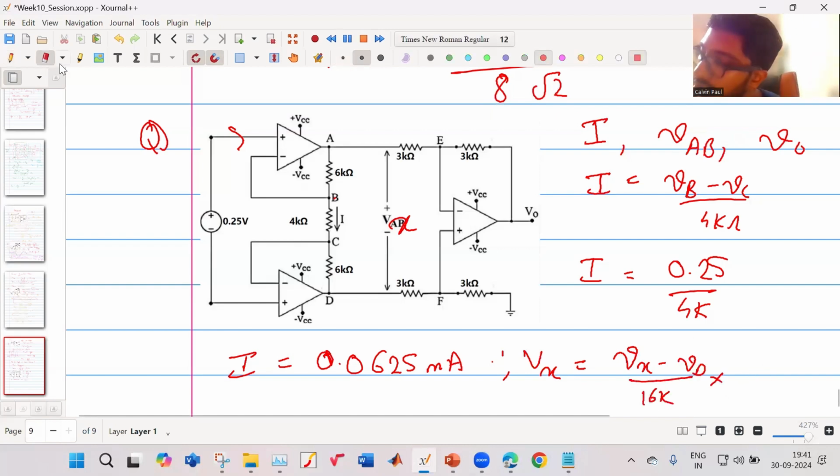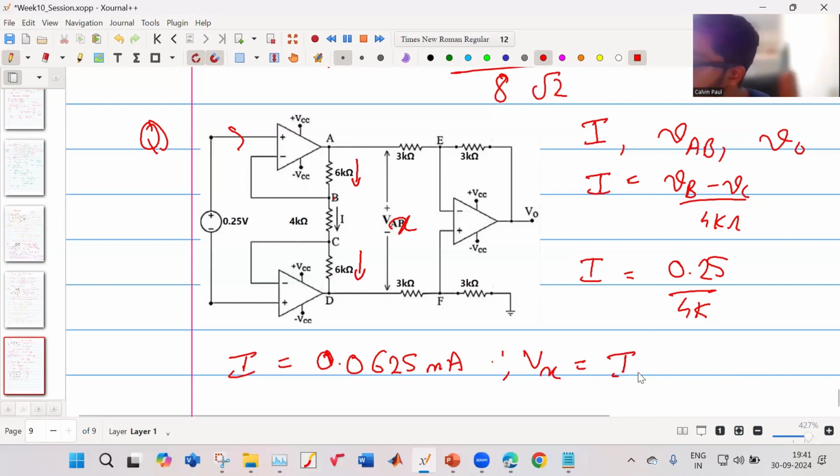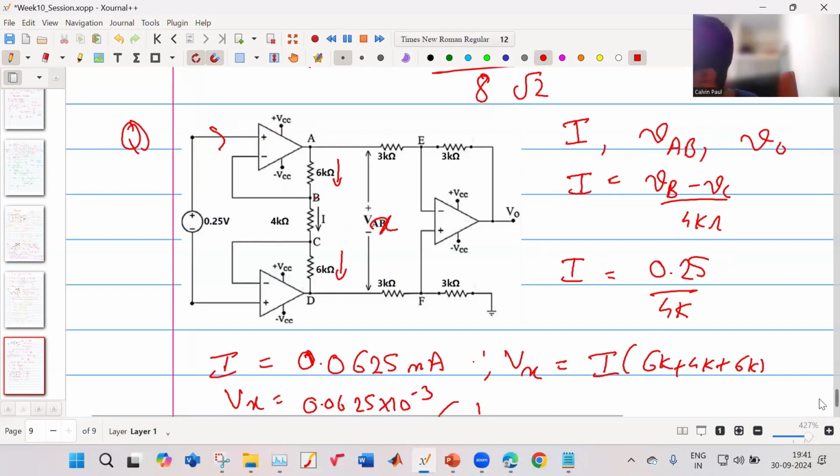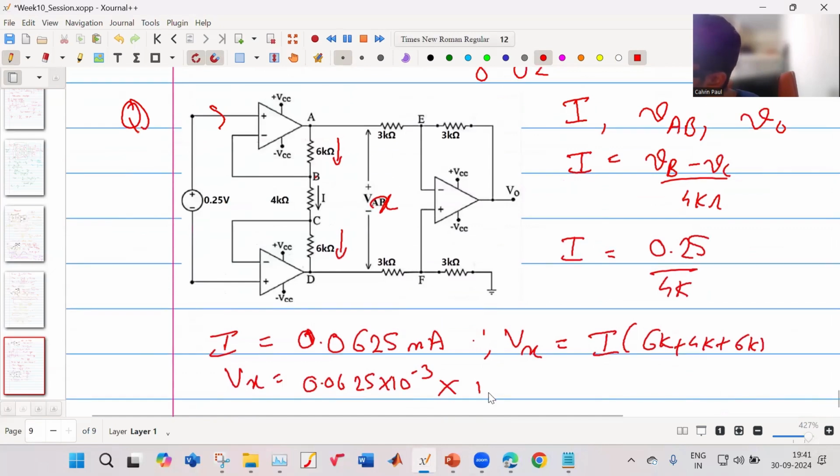No. Your Vx is this: the same current I will flow here. That is I into 6K plus 4K plus 6K. So Vx is 0.0625 into 10 to the power minus 3 into 16 into 10 to the power 3. How much is it? 1 volt. Okay, that turns out to be 1 volt. Right.